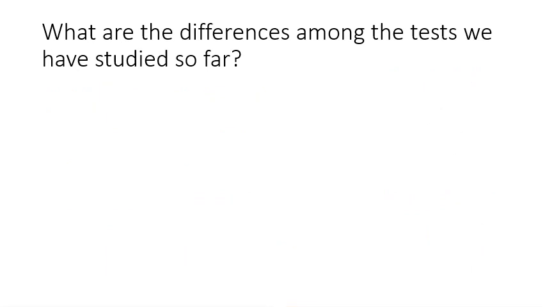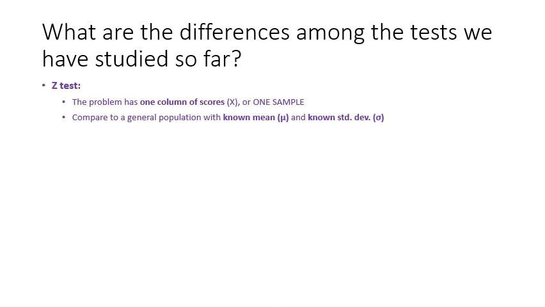So what are the differences among the tests we've studied so far? Well, way back in Chapter 5, you'll recall that we studied the z-test, the first statistical test that you learned about. And in that test, we had problems that had one column of scores. And we named that column X, and that was just one sample, one group of people. And we compared this mean for this group to a general population in which the mean was known, and it was labeled as mu, and the standard deviation was known and labeled as sigma.